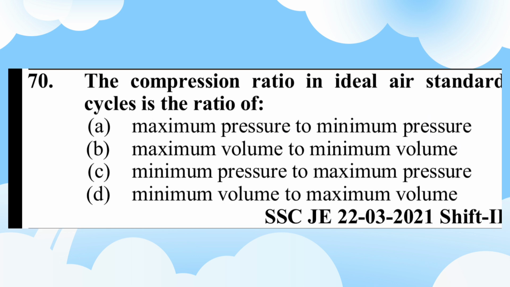Question number 70. The compression ratio in the ideal air standard cycle is the ratio of A. Maximum pressure to minimum pressure, B. Maximum volume to minimum volume, C. Minimum pressure to maximum pressure, D. Minimum volume to maximum volume. Always maximum to minimum, so maximum volume to minimum volume is the compression ratio.